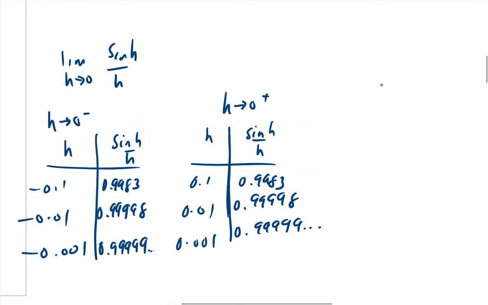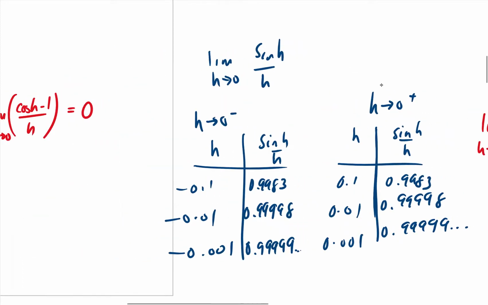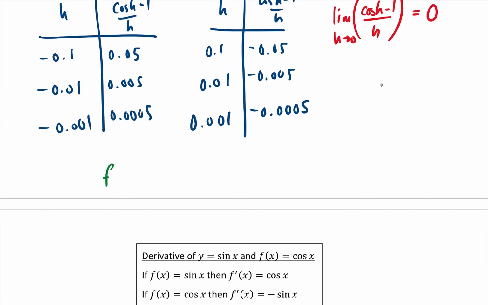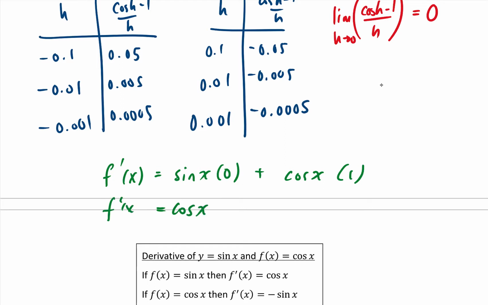And we see that the limit as h approaches 0 of sine of h over h is approaching the number 1. So if we go back to our limit over here, we see that this limit is approaching a value of 1. So what we're left with is the following. We now see that f prime of x is equal to sine of x times 0 plus cosine of x times 1. So therefore the derivative of sine of x is equal to cosine of x.